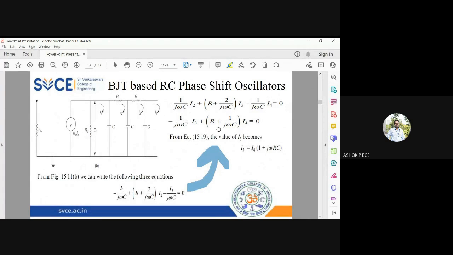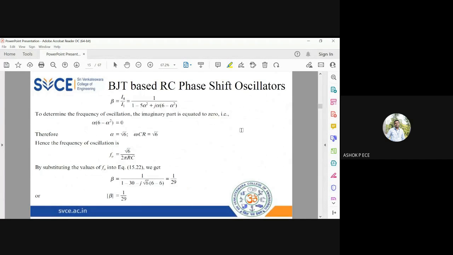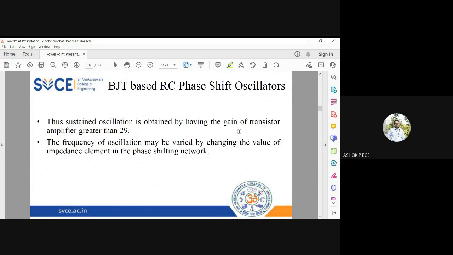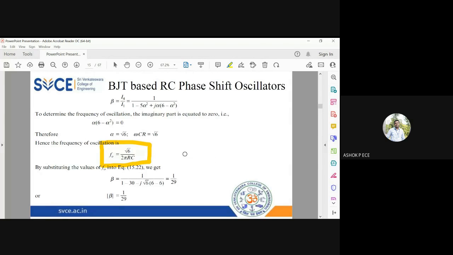Everything you see is going to be exactly the same, and you will find the frequency of oscillation is f naught equal to √6 by 2 pi RC. And the minimum value of beta is 1 by 29, so the gain must be more than 29. You know, gain is going to be 1 by beta. It is a reciprocal of beta, right? So if beta is 1 by 29, the gain value will be 29.